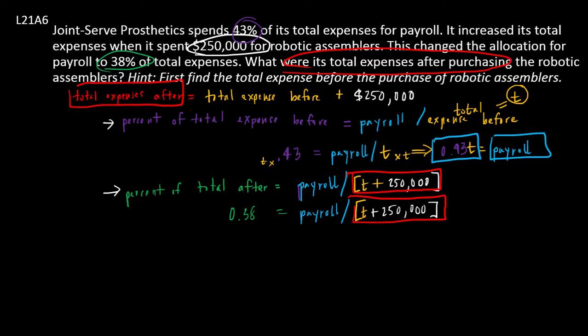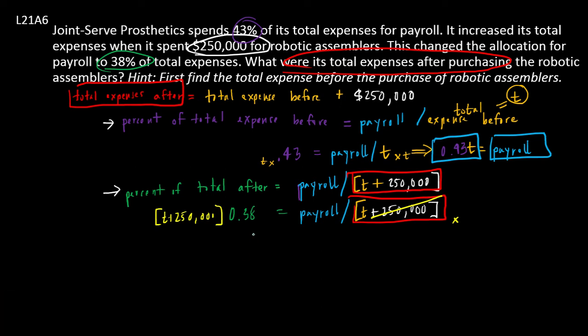Okay, let's keep moving here. So just like I did before, I'm going to rearrange and solve for payroll. So I'm going to multiply both sides of the equation by what's in that red box. So T plus $250,000, multiply both sides by that. It'll cancel out on this side, and on my left-hand side, I'll get T plus $250,000. So that payroll is equal to T plus $250,000 times 0.38.